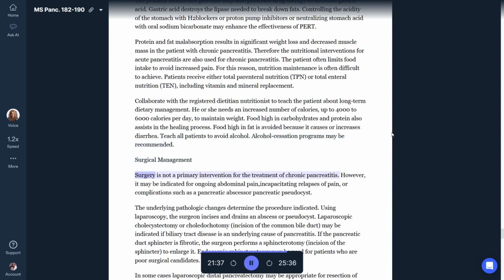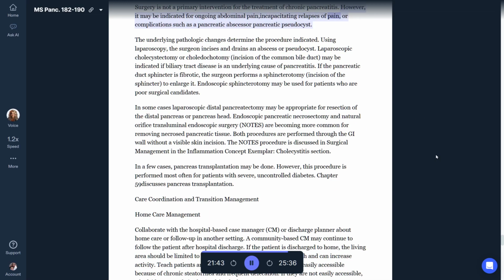Surgical management. Surgery is not a primary intervention for the treatment of chronic pancreatitis. However, it may be indicated for ongoing abdominal pain, incapacitating relapses of pain, or complications such as a pancreatic abscess or pancreatic pseudocyst. The underlying pathologic changes determine the procedure indicated. Using laparoscopy, the surgeon incises and drains an abscess or pseudocyst. Laparoscopic cholecystectomy or choledochotomy may be indicated if biliary tract disease is an underlying cause of pancreatitis. If the pancreatic duct sphincter is fibrotic, the surgeon performs a sphincterotomy to enlarge it.